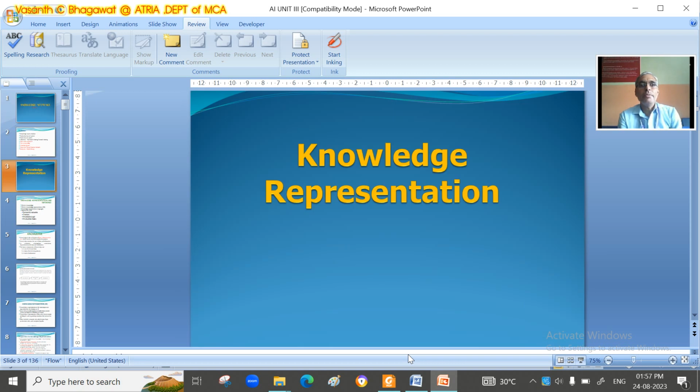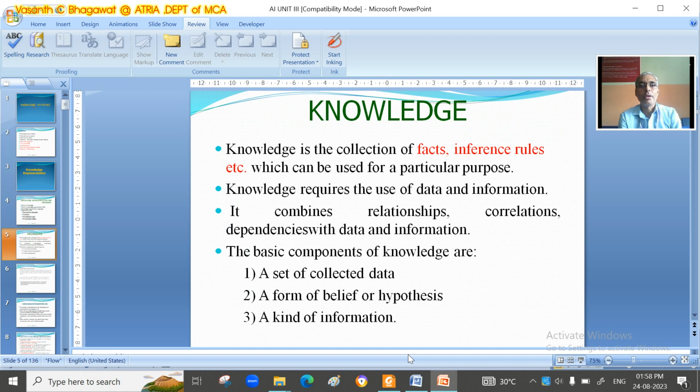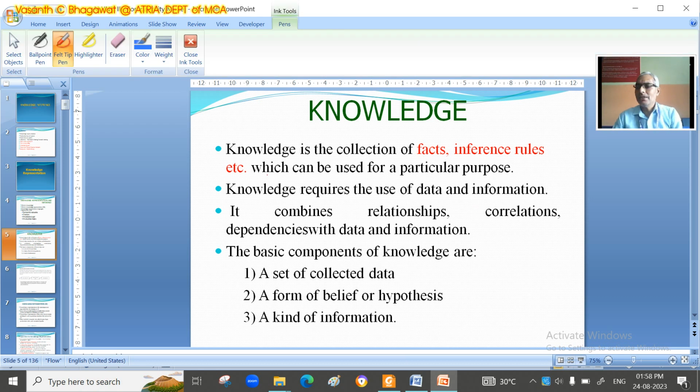When we start with knowledge representation, in the previous module we discussed a lot about knowledge representation and the various inferences: what is knowledge, and what are the important properties of knowledge. Let us look at a brief overview. What do you mean by knowledge? We already defined that knowledge is a collection of facts or inference rules.